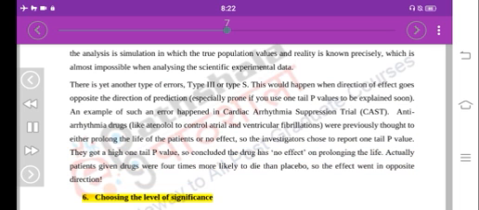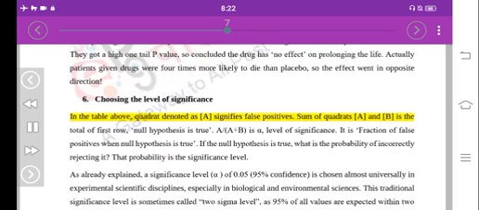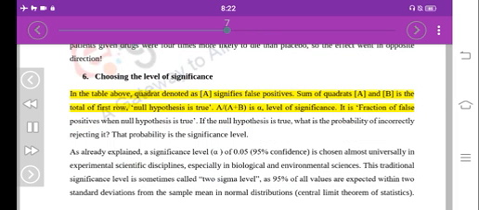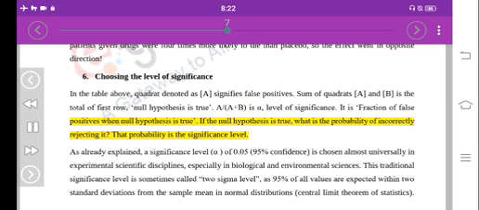6. Choosing the level of significance. In the table above, quadrat A signifies false positives. The sum of quadrats A and B is the total of the first row, null hypothesis is true. A plus B is alpha, the level of significance. It is the fraction of false positives when the null hypothesis is true. If the null hypothesis is true, what is the probability of incorrectly rejecting it? That probability is the significance level.